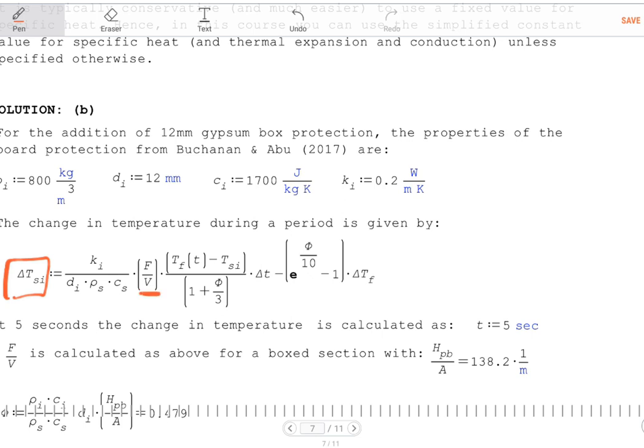equation. And I've put in F over V, but once again, F over V is simply our HPB, our protected boxed out section, over A for the section, because now we've got a box. And we're going to do the same thing now, applying that equation at the 5 second time step, so once the fire has just started heating up, and then seeing what temperature increase we get.